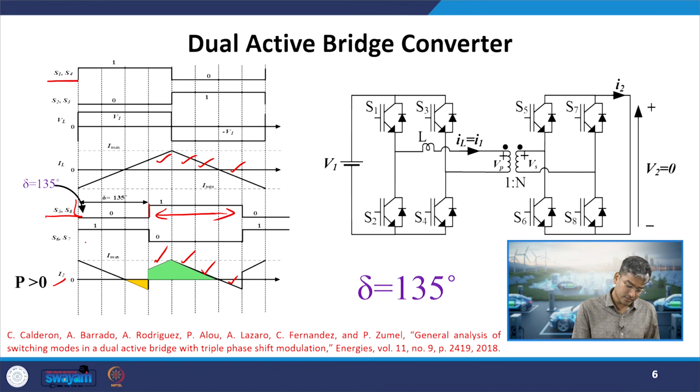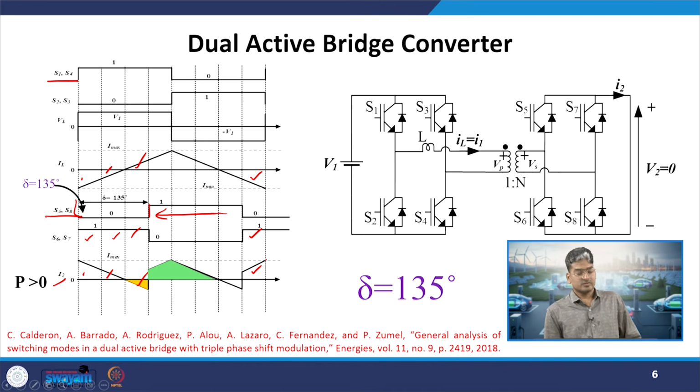Now, for the remaining 4 divisions where S6 and S7 are on, they will have the opposite polarity to that of the IL waveform. Here, if you see IL is negative, so it becomes positive. In this division it is negative, so it becomes positive. Here it was positive, it becomes negative. In the last division, S6 and S7 are on, so here it was negative, and it becomes positive.